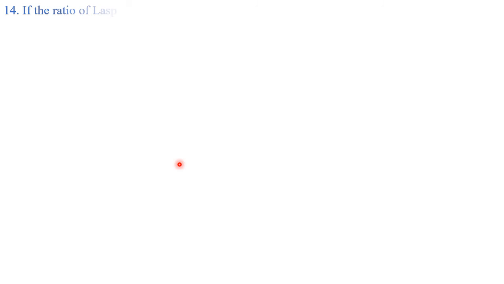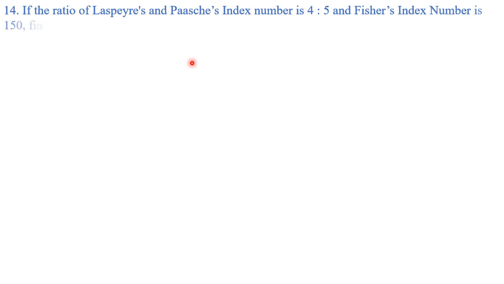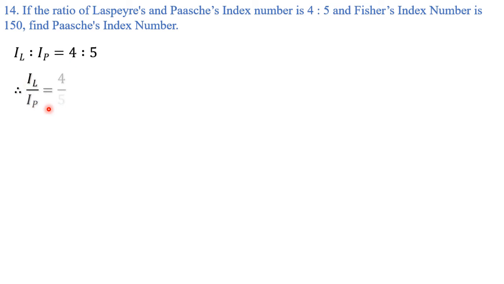Last sum of this section. If the ratio of last year and past year's index number is 4:5 and Fisher's index number is 150, find past year's index number. Now we know that last year and past year's index number has the ratio 4:5. Ratios can be written as the divisional values. So IL upon IP is 4 upon 5. I will just take this IP and put it here. So it is 4 IP upon 5. I have got the value for IL, that is 4 IP upon 5.